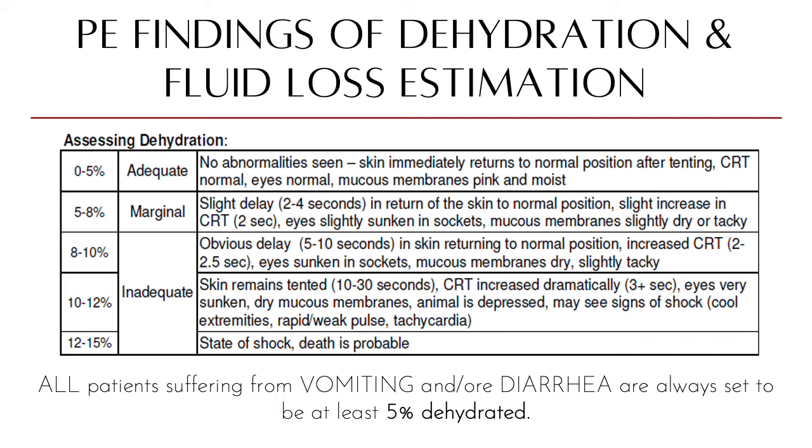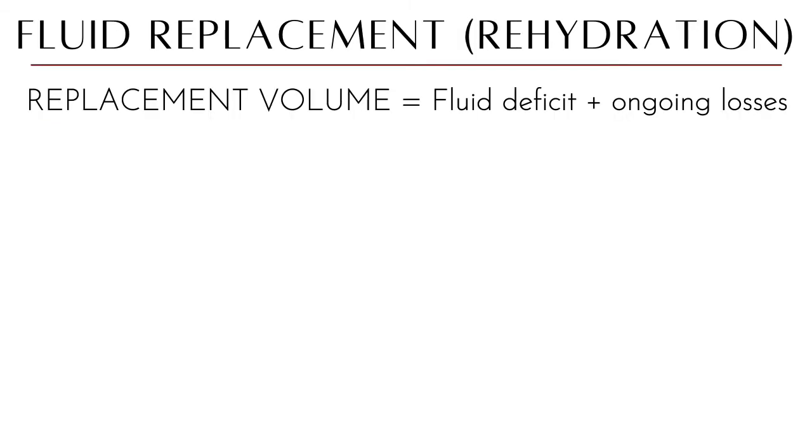All right. So this patient might have a normal skin tint, normal mucous membranes, but if it is suffering from vomiting or diarrhea or both, then I usually just put it as 5% dehydrated. So how do we compute for the replacement volume, right? How much does this patient need?